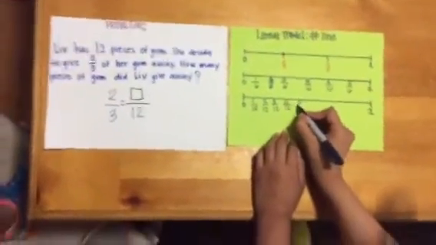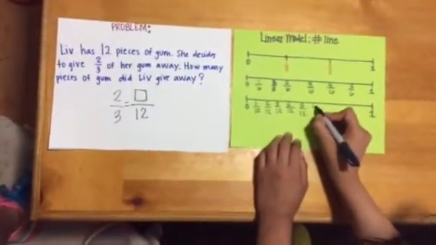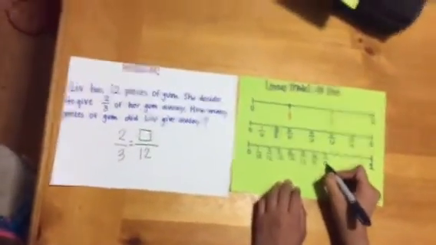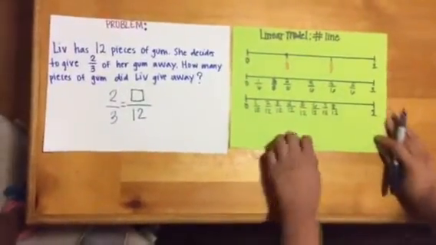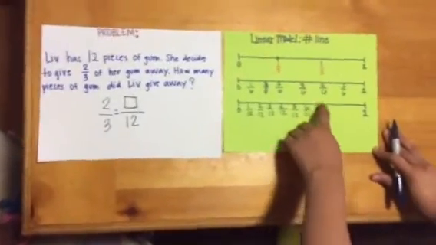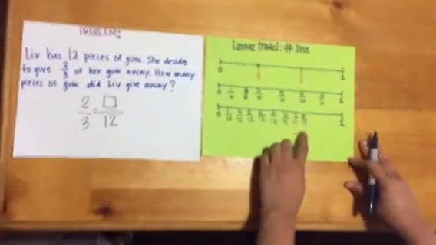What comes after 4 twelfths? 5 twelfths, 6 twelfths, 7 twelfths, 8 twelfths. Because when we multiply 6 times 2, it's 12. 4 times 2 is 8. So 2/3 is equivalent to 4/6 and 8/12.